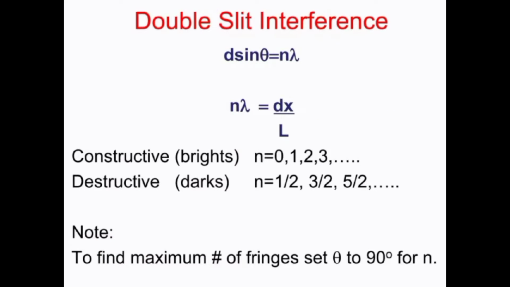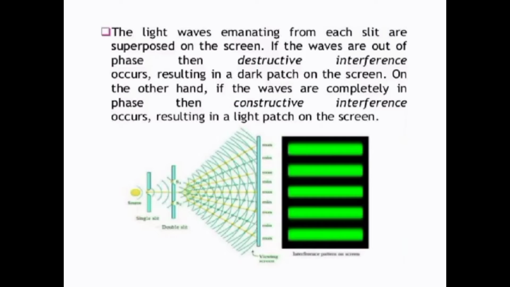Double slit interference. For constructive, the bright lights, n equals 0, 1, 2, 3, and so on. And for destructive, the dark light, n equals 1/2, 3/2, and 5/2, and so on. Take note, to find the maximum number of fringes, set theta to 90 degrees for n.